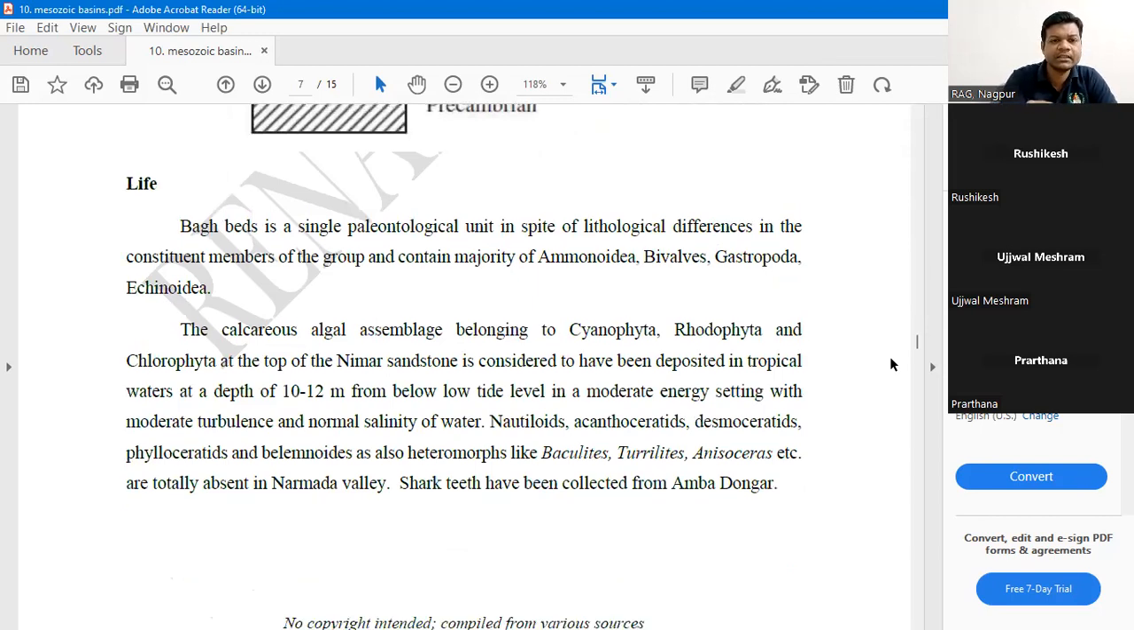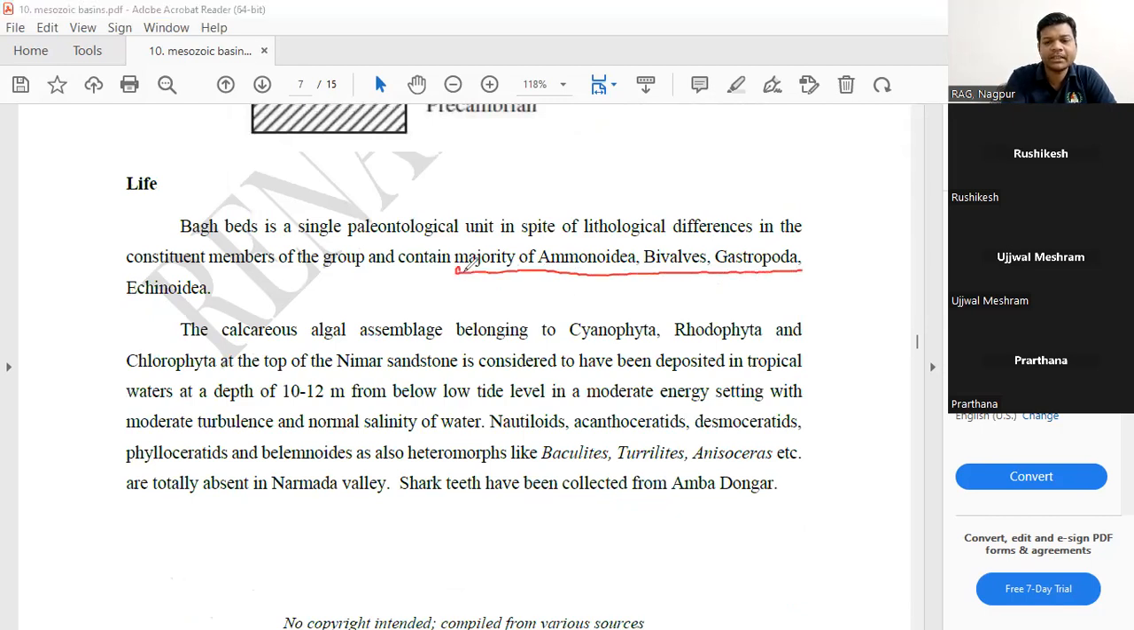It contains a majority of ammonoids, bivalves, gastropoda, and echinoids. The calcareous algal assemblage belonging to Cyanophyta, Rhodophyta, and Chlorophyta in the top of the Nimar sandstone is considered to have been deposited in tropical waters.